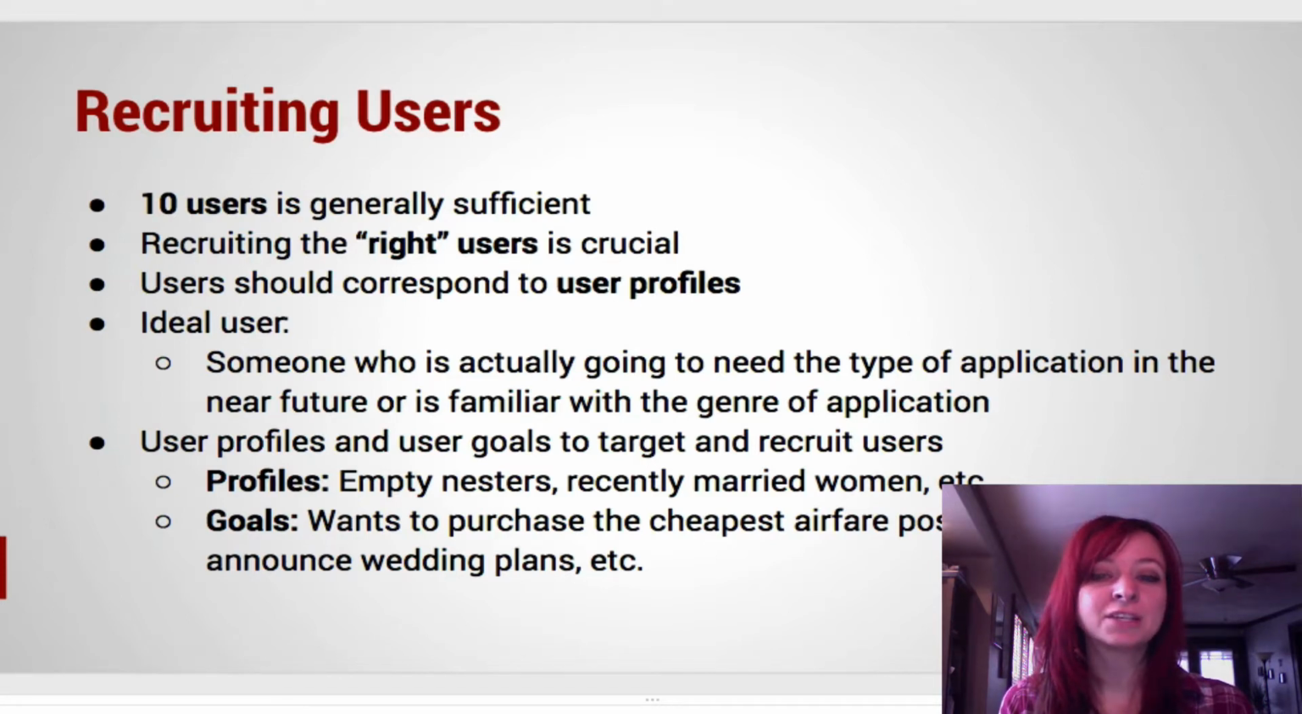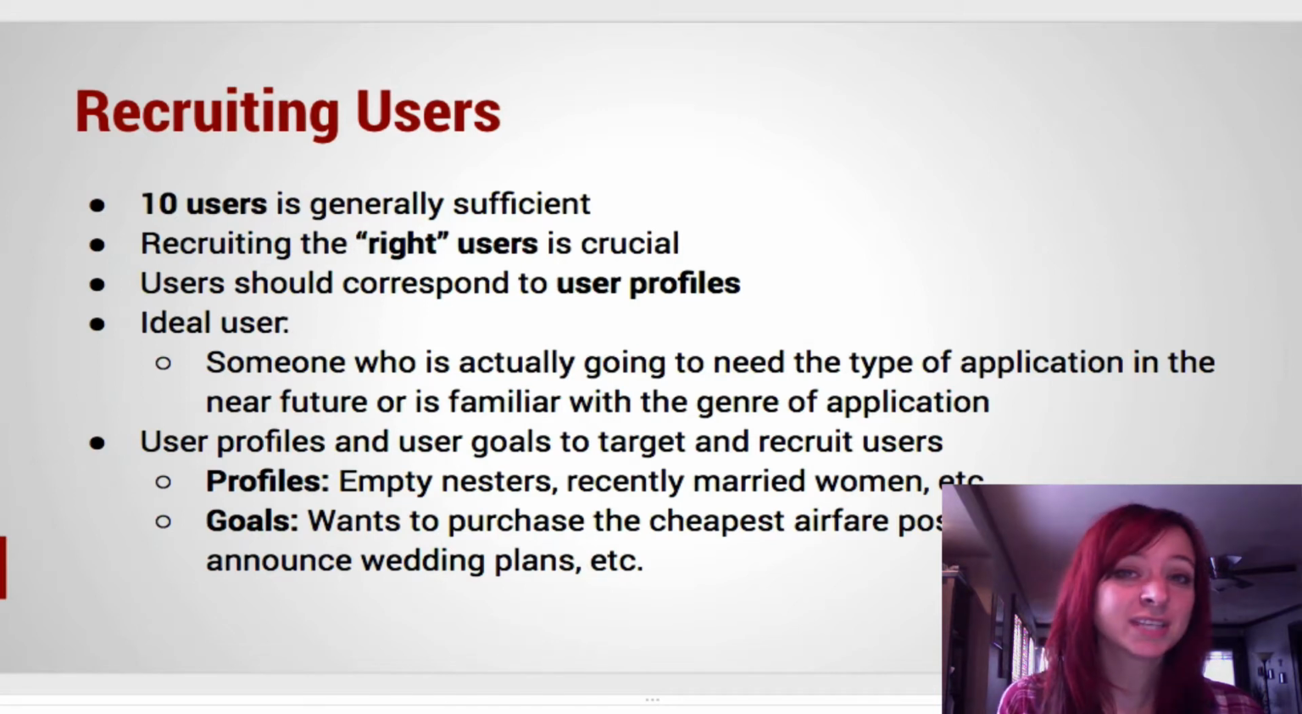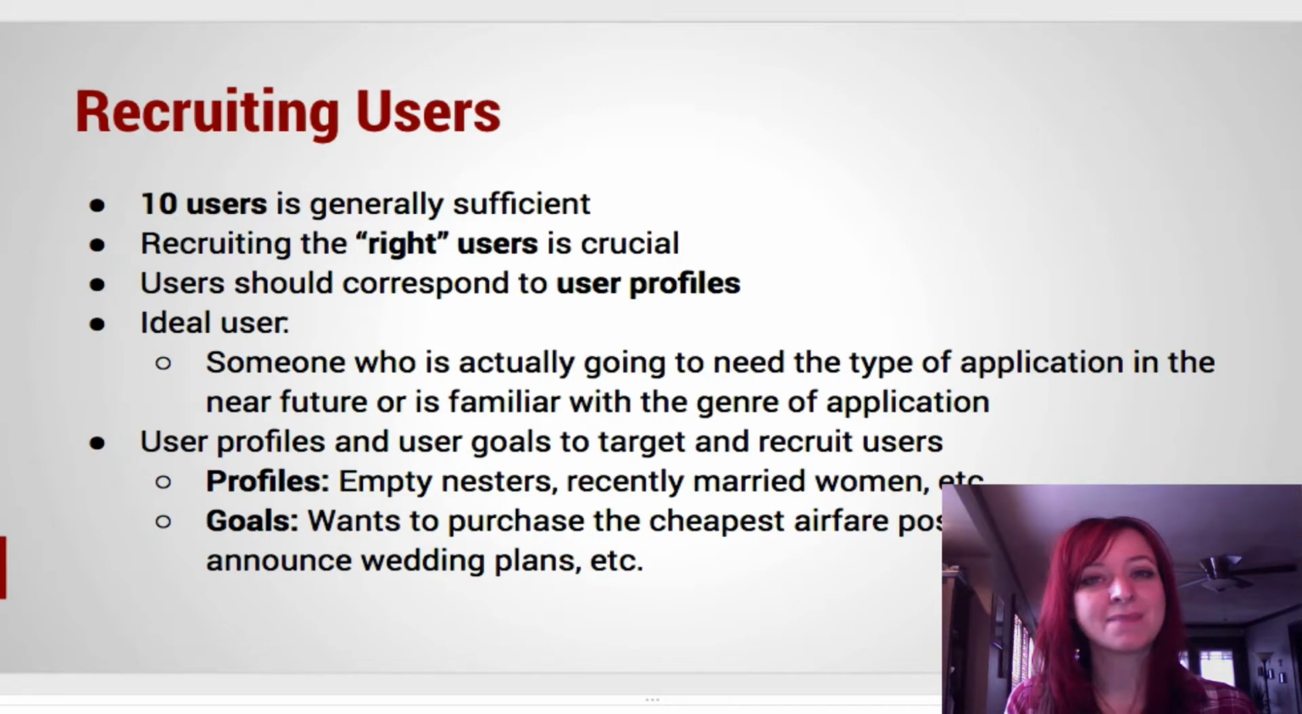Users should correspond to user profiles. So typically in a website design process, one of the first things you'll do is research into who's going to be using your site. So if you're creating a site for a sorority, you're going to research college students and high school students who might want to be in the sorority to figure out what their lives are like and what kind of graphics are going to appeal to them and what kind of layout is going to appeal to them and what kind of information they want to know about sororities.